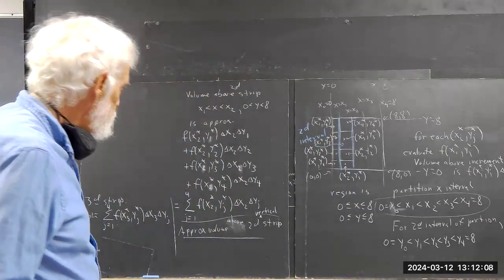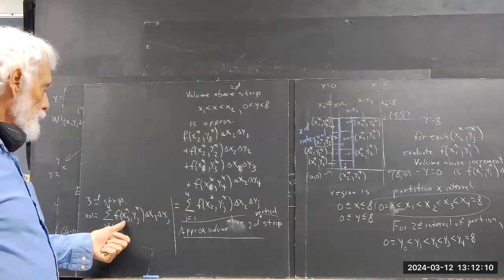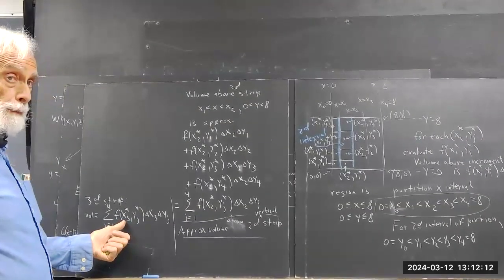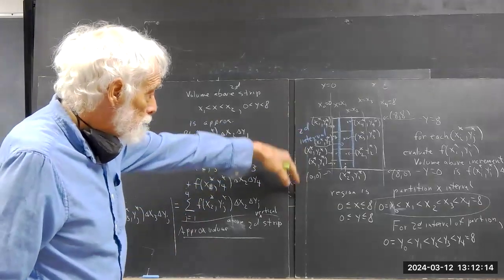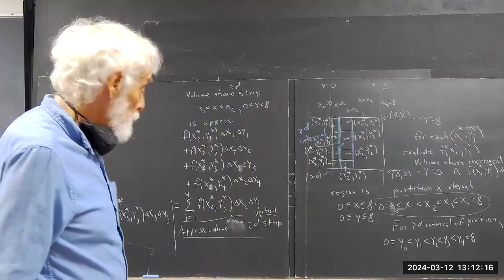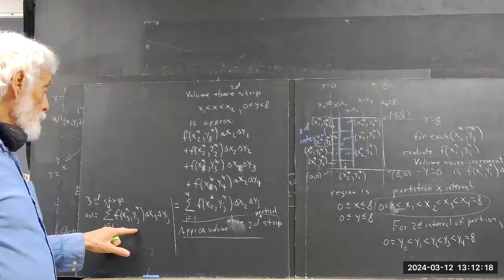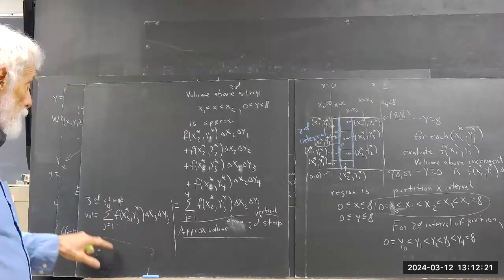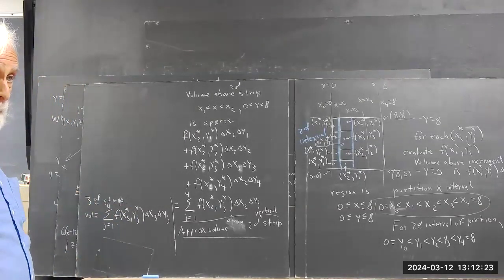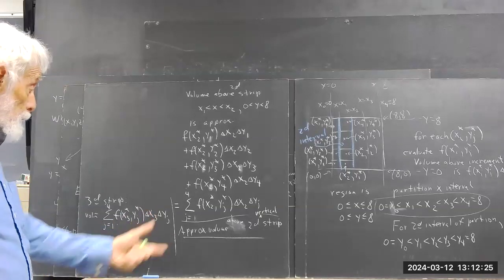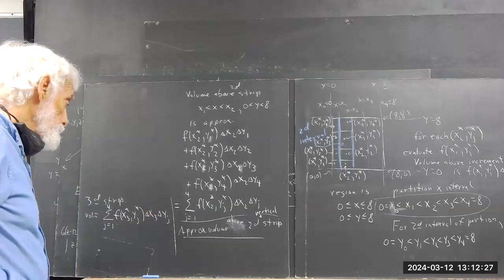If I add them up, well, if I use x1 star, then I've got the x1 for every sample point. And I've got to use a different y. Well, y is going to be yj, where j goes from 1 to 4. So there it is.